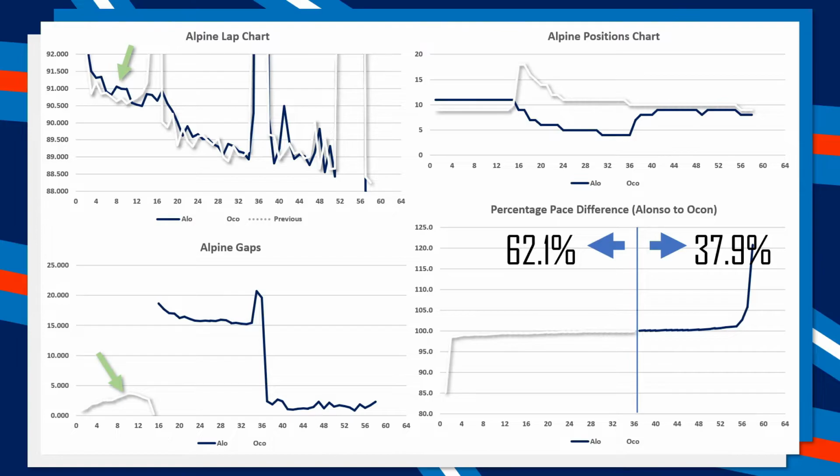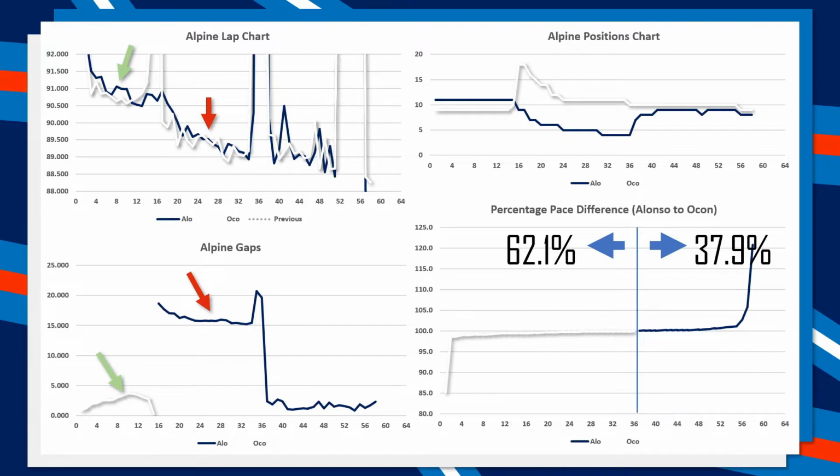Ocon was maybe a touch more consistent in the first stint, with Alonso having a few quick laps, then a couple of slow laps, a couple of quick laps, and a few slow laps. Ocon comes in for an extremely early pit stop around lap 16, where he is able to take advantage of the fresh tyres compared to Fernando Alonso. However, it's sort of switched.